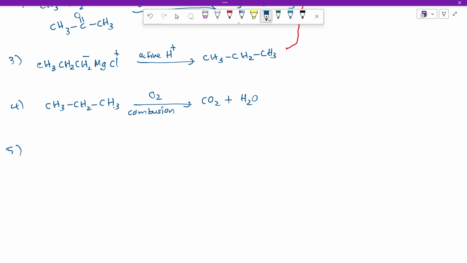Fifth one, again an alkane. Once chlorine is added with sunlight or UV, this is a free radical reaction, remember that. You will get CH3CH2CH2Cl. That's pretty much all you have to remember under the topic alkanes.